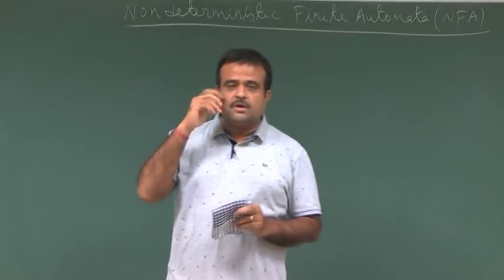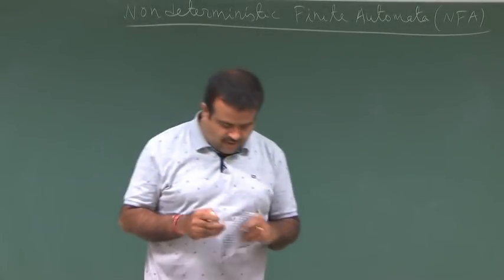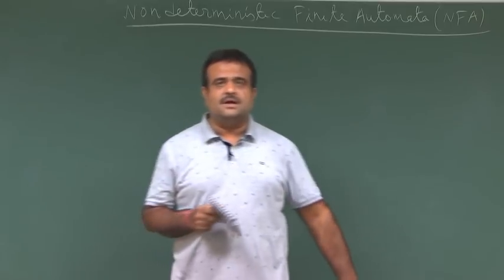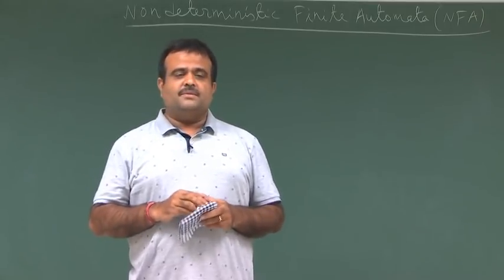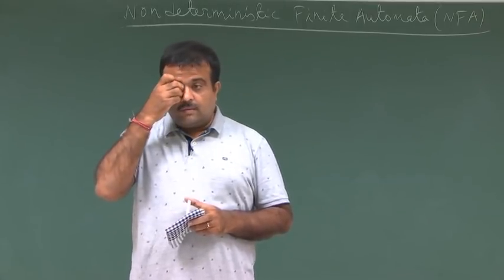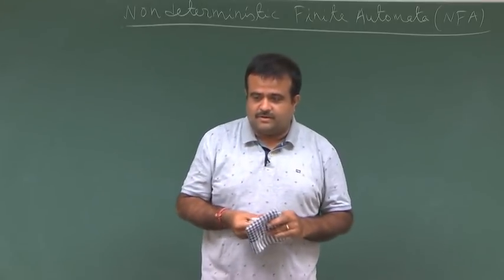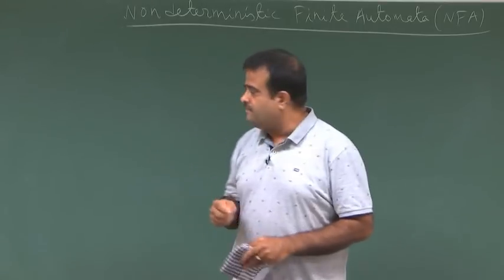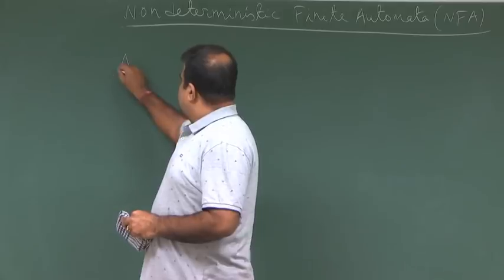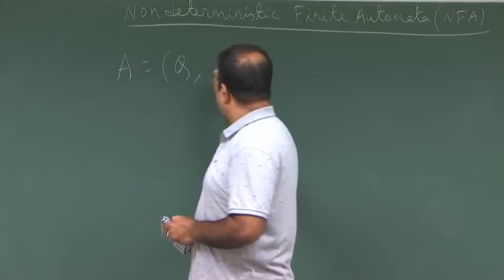Okay, so we are talking about finite automata. So far we have discussed the DFA, the deterministic finite automata. So today we will talk about the NFA, non-deterministic finite automata. So for DFA, just to recap, we have a 5-tuple.